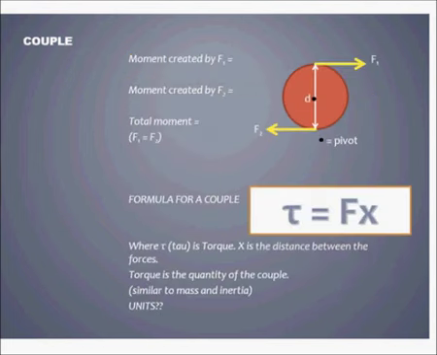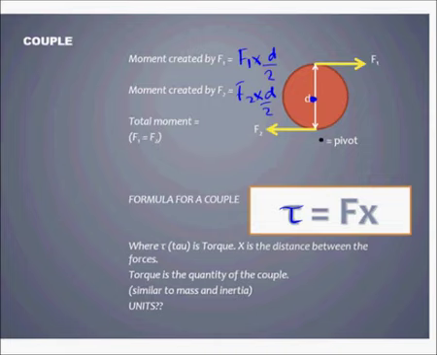How do we calculate the size of a couple? Essentially, the thing is called torque. Okay, it's got the symbol tau. How do we find the formula? Let's look at the moment created by F1. So F1, the pivot is in the middle there. It's going to be the force F1 multiplied by distance divided by 2. Okay, diameter divided by 2. The other one's going to be F2 times diameter over 2.